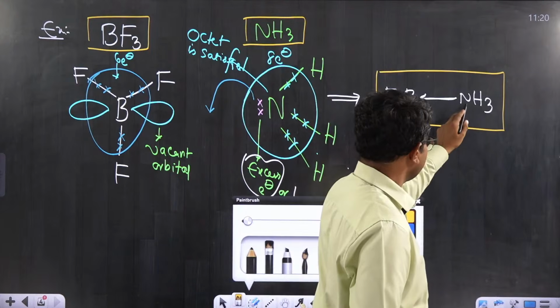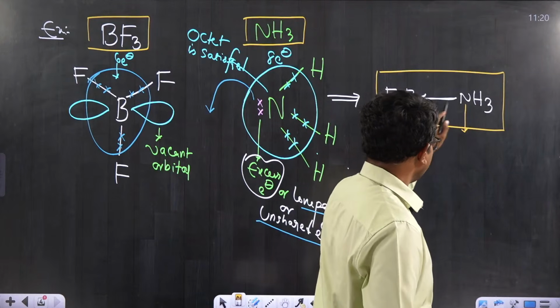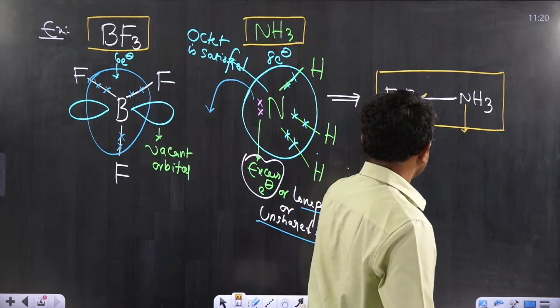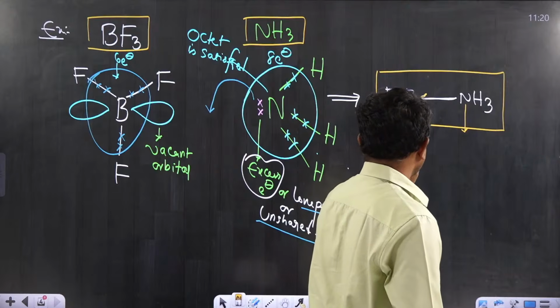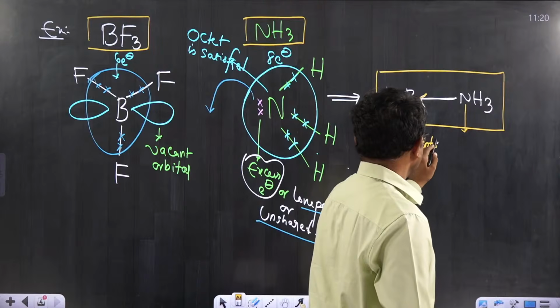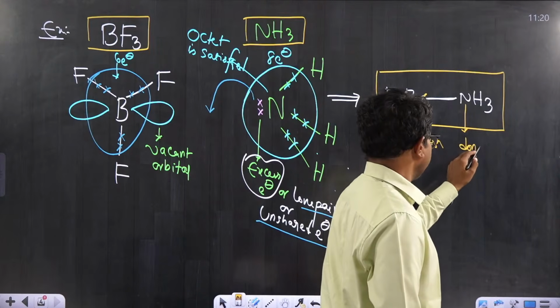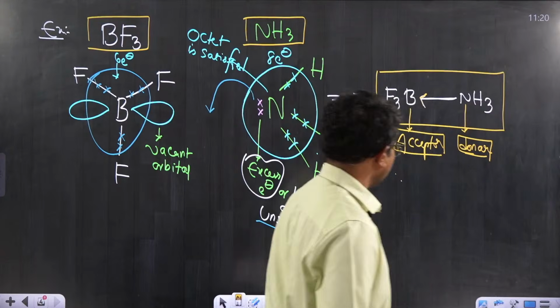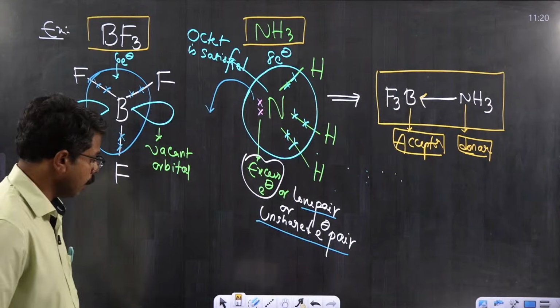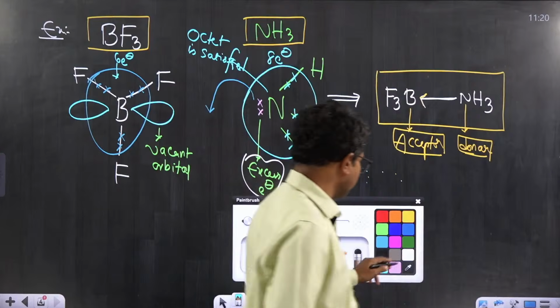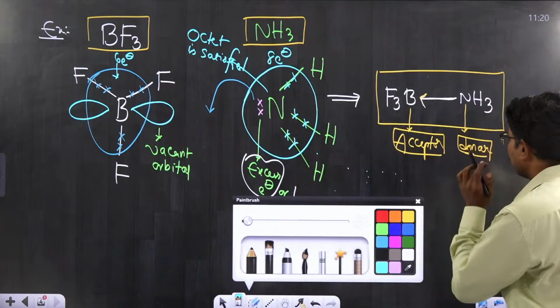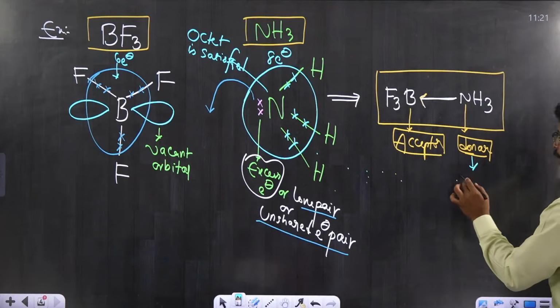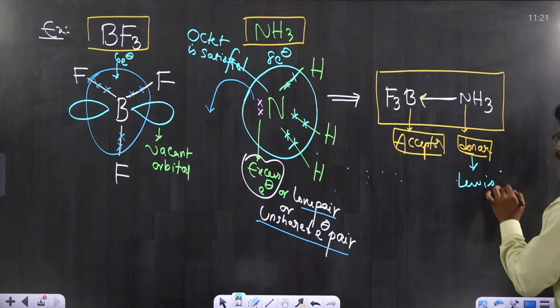Who is donating electrons? Since nitrogen is donating electrons, the head of the arrow is represented towards the acceptor atom. This is the acceptor atom and this is the donor atom. That is the reason why this bond can also be called a donor-acceptor bond. We can also call this with another term. The one who is donating electron pairs can also be called a Lewis base.